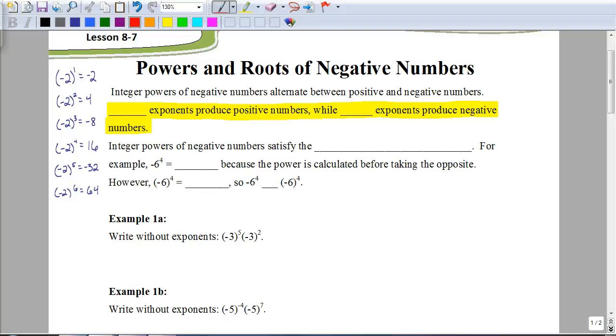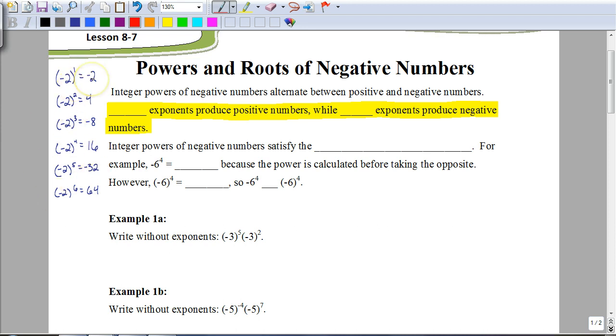Okay, so today we're going to be looking at powers and roots of negative numbers and some things that happen when we're dealing with a negative base and different exponents. First off, if you look at what I've already written in here, we have different powers all for this base of negative 2. Now what this first sentence says is integer powers of negative numbers alternate between positive and negative numbers.